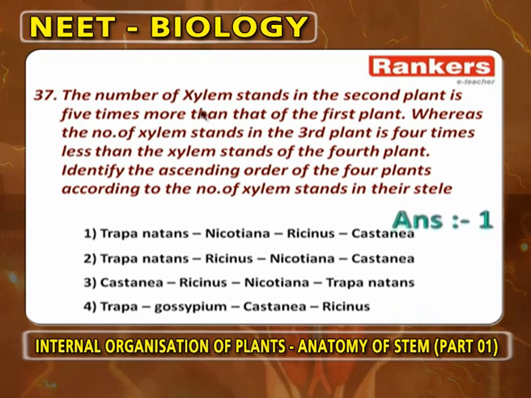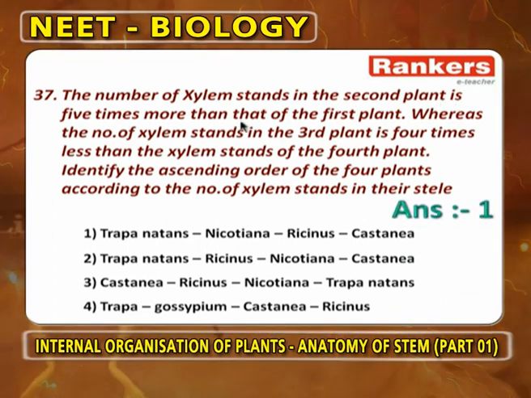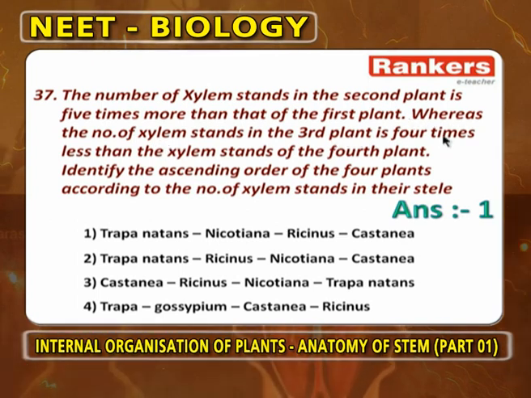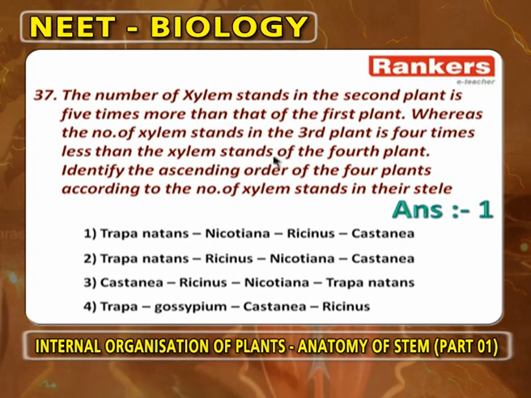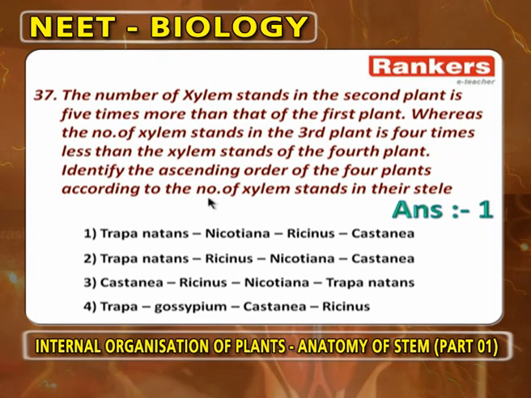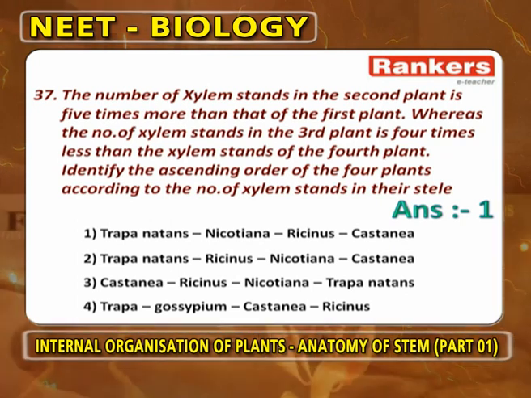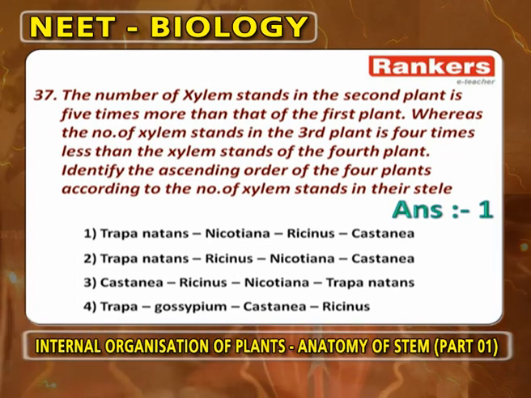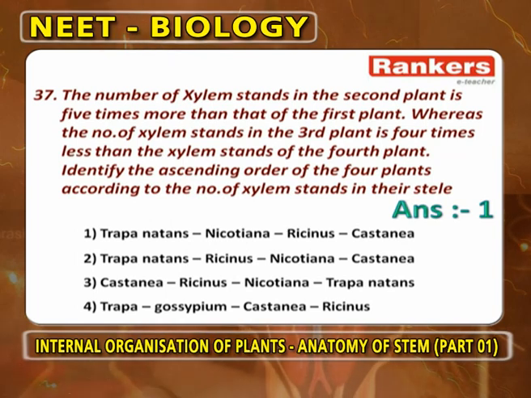The number of xylem strands in the second plant is 5 times more than that of the first plant. Whereas the number of xylem strands in the third plant is 4 times less than that of the fourth plant. Identify the ascending order of the 4 plants according to the number of xylem strands in the stele. Trapa natans 1, Nicotiana 2, Ricinus 5, Castanea 8. So, answer is 1. Trapa natans, just to confuse you, the number of xylem strands in the second plant is 5 times more than that of the first plant is given. Okay. So, answer is 1.